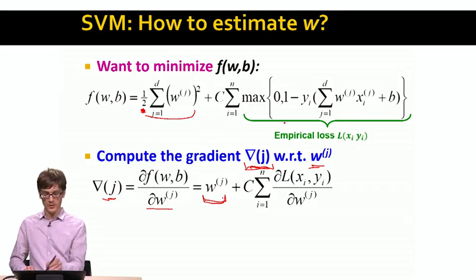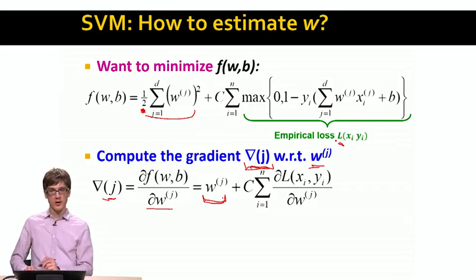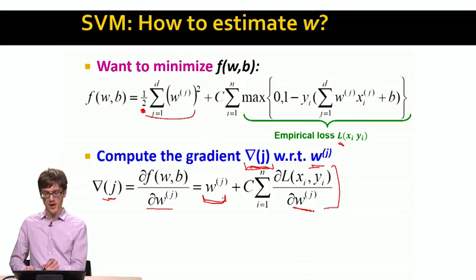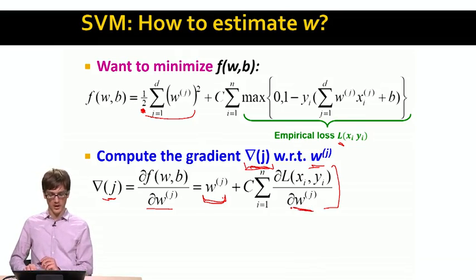And then we also have to take the gradient of the empirical loss. So what we are saying here is this is the slack penalty times the sum over all the data points, the gradient of the empirical loss evaluated for wj.